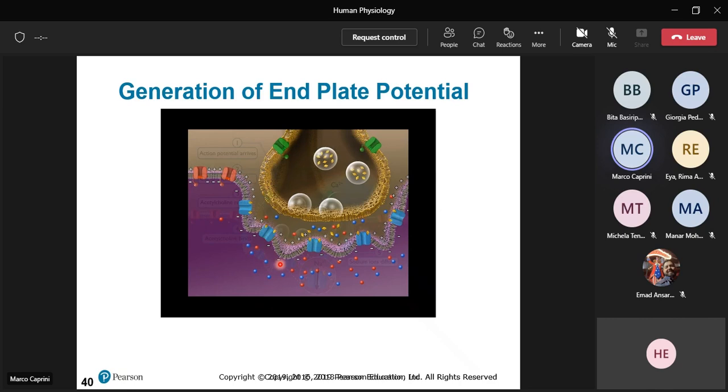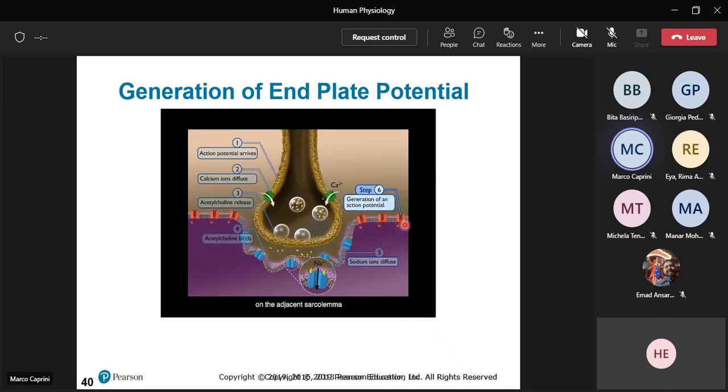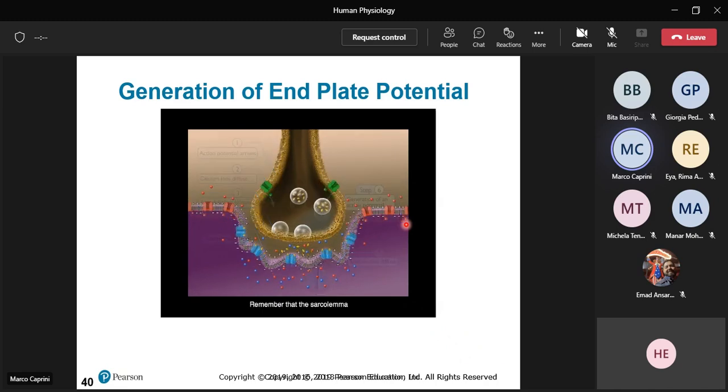Finally, in step 6, the depolarization of the junctional folds triggers an action potential on the adjacent sarcolemma that spreads outwards from the neuromuscular junction in all directions. Remember that the sarcolemma outside of the neuromuscular junction contains voltage-gated sodium channels.